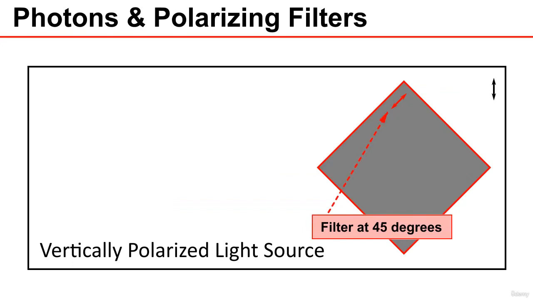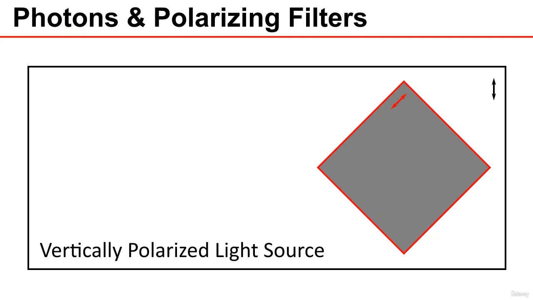Next, we rotate the filter so that it is oriented at 45 degrees as shown here. In this case, 50% of the photons pass through and the remaining 50% are blocked. That is, speaking in aggregates, half the photons pass through and the rest are blocked. But if we look at this configuration from the point of view of a single photon, then we say that a photon has a probability of 0.5 of passing through and a probability of 0.5 of being blocked. Since half the light gets through, the filter appears grey in this picture.